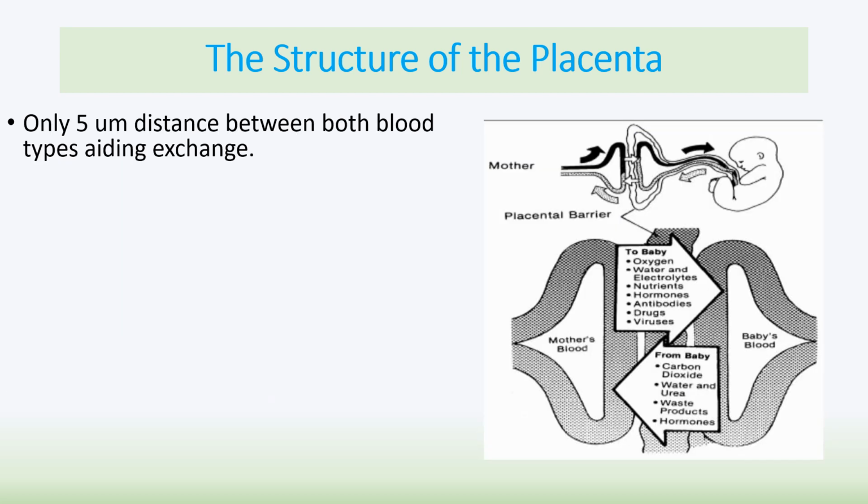only 5 micrometers, in fact, is the distance between both types of blood which aid exchange. So that is an incredibly small distance for diffusion of materials to happen through. And the baby obviously needs to get things in, such as oxygen, water, nutrients, hormones, antibodies to protect against disease, but drugs and viruses can also get in from the mother. Whereas from the baby, the baby needs to get rid of carbon dioxide, excess water, urea, other waste products, and hormones in excess. And that 5 micrometers is an extremely thin layer, allowing that to happen.